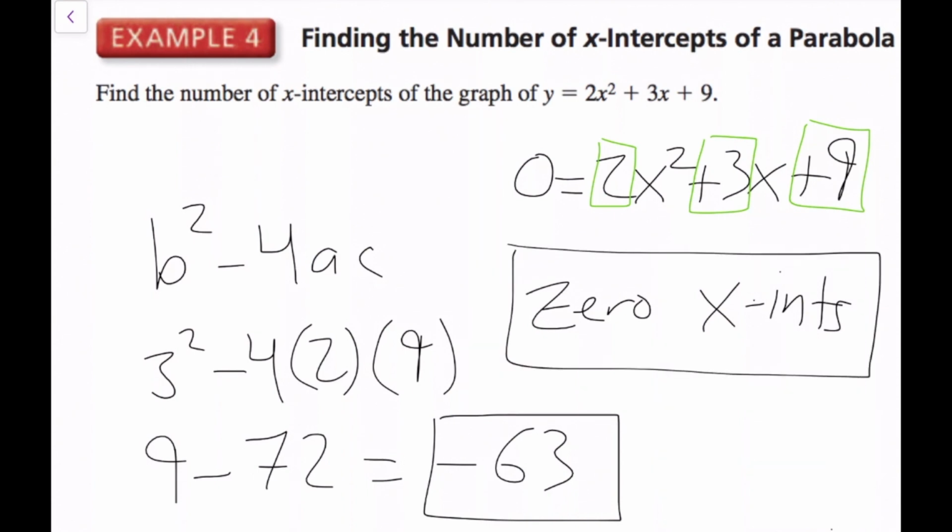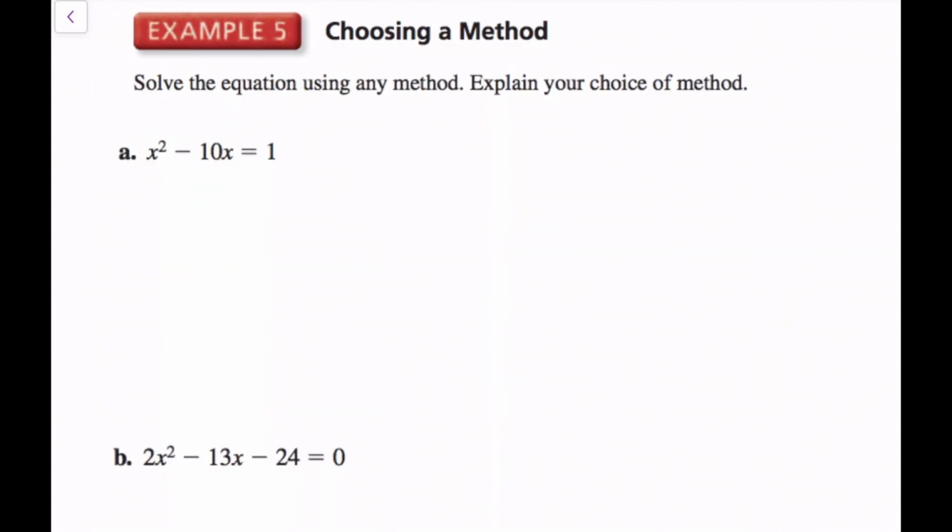And that's our final answer. All right, this last example is letting us pick which method we want. We've done all sorts of methods. We've done by graphing, we've done by the quadratic equation, we've done by completing the square, and we've done by factoring. So it's going to have us choose whatever method we want and then explain why.